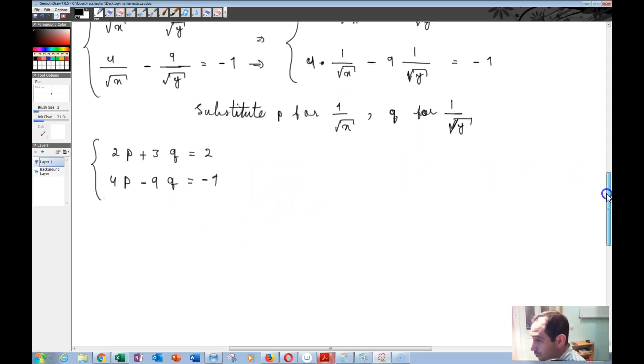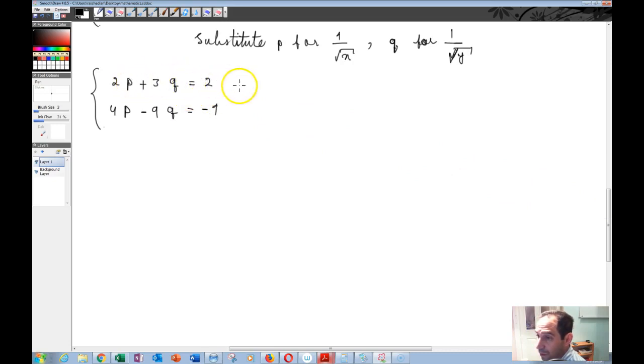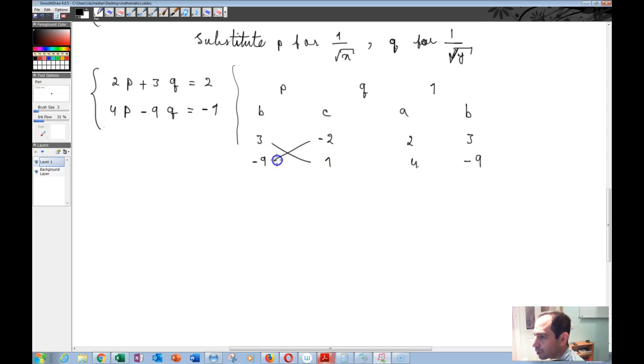And now you can solve these two equations, meaning that you can use cross multiplication. You can write, for example, P, Q, and 1. And then here you can write B, C, A, B. B is 3 and negative 9. 3, negative 9. 3, negative 9. And A is 2 and 4. And C is the algebraic opposite of these two because they're supposed to be on the other side. Negative 2 and 1, and then you can cross multiply.